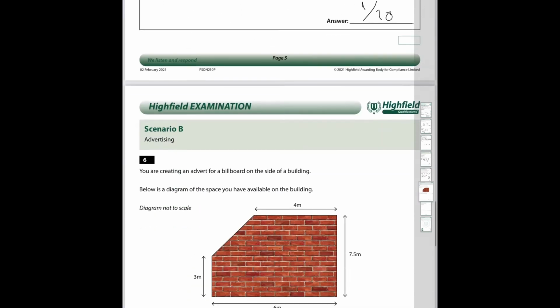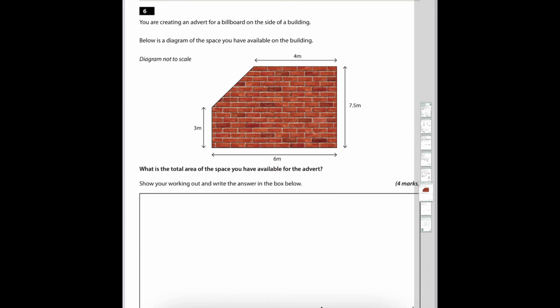Okay. So question 6. You're creating an advert for a billboard on the side of a building. Below is the diagram of the space you have available on the building. What's the total area of space? So what we need to do then is break this up. So let's draw a line down there and do that big box there, which is 4 meters by 7.5. So 4 by 7.5 is 30. Okay, so that one is all done.